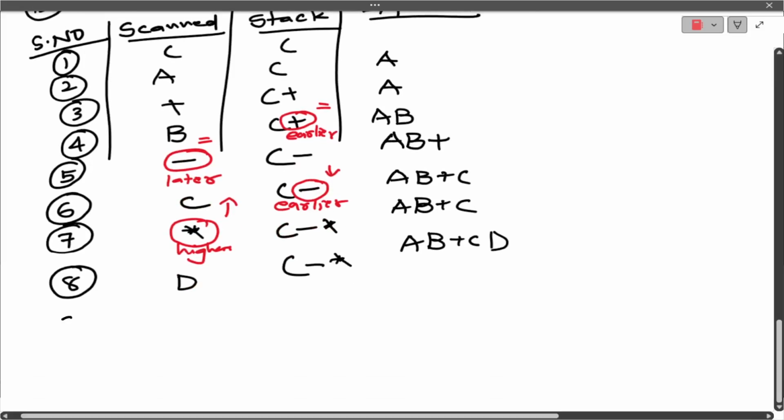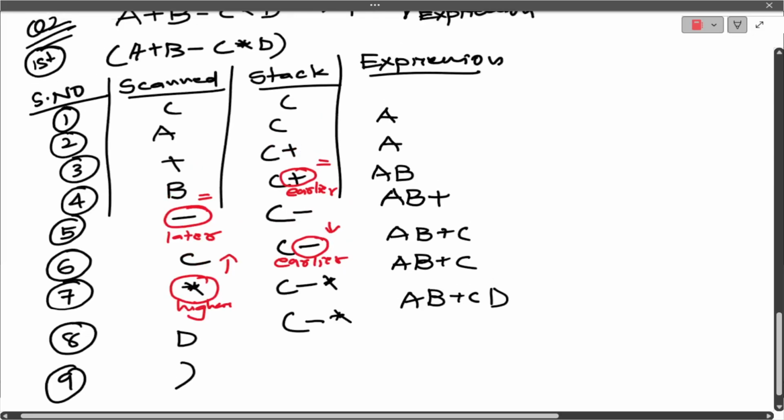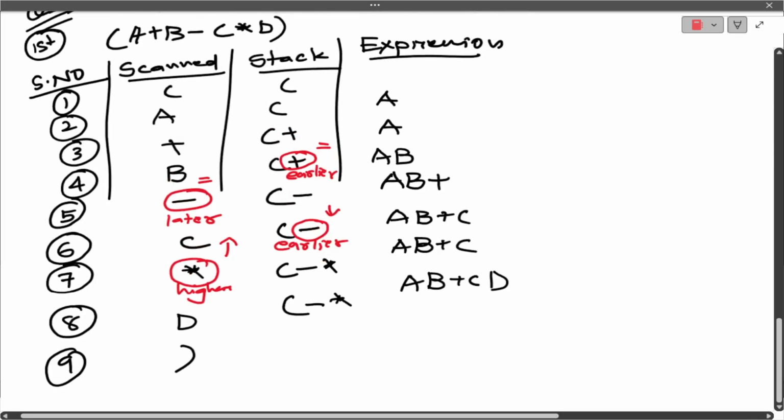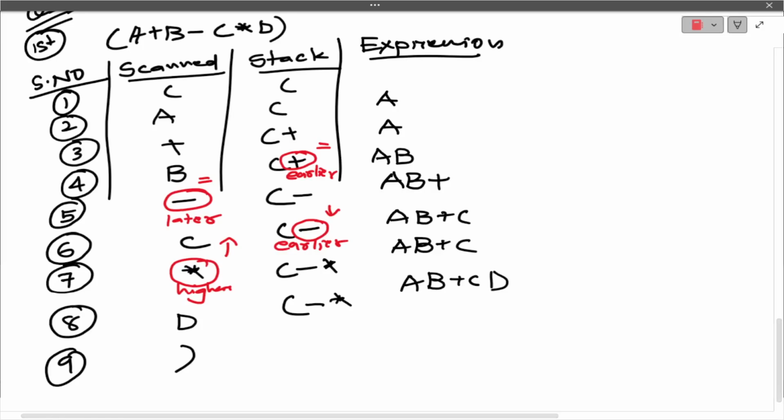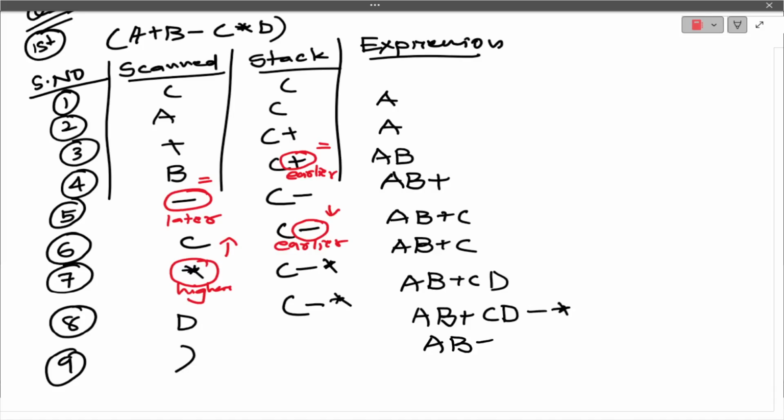Now at last, my parenthesis is closed. At this situation, what will happen? Everything, my stack will be empty at this particular situation. So when it becomes empty, how is the expression created? All must be having this particular question, and all might be making this mistake. C, D, some might be thinking minus, asterisk; some might be thinking A, B, C, D, asterisk and minus.